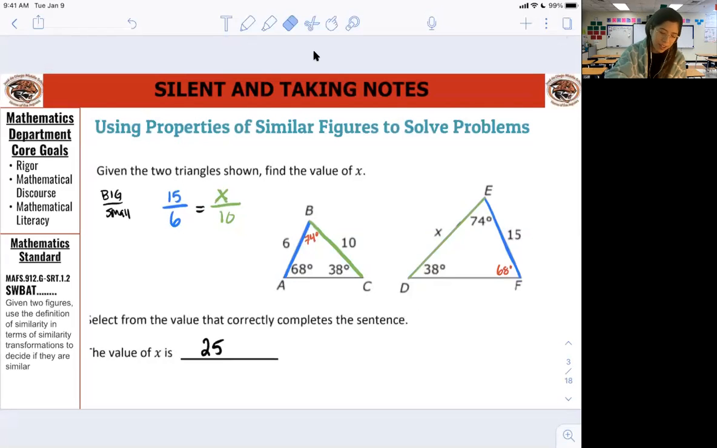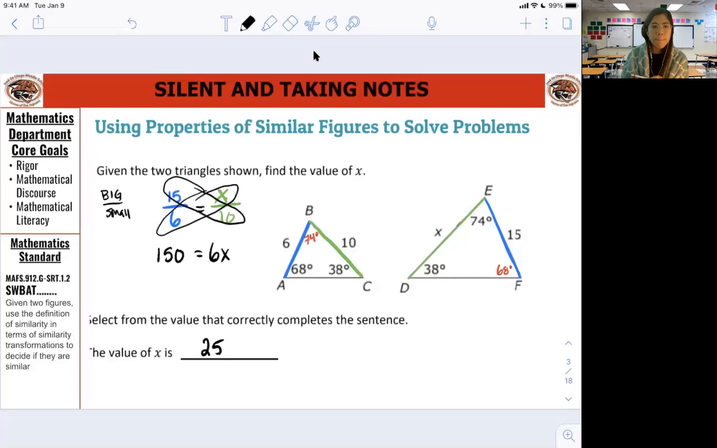Anyways, all right, the other way to solve proportions is called cross multiply. It's actually really easy. You just multiply those numbers that I circled. So 10 times 15 is 150. 6 times x is 6x.